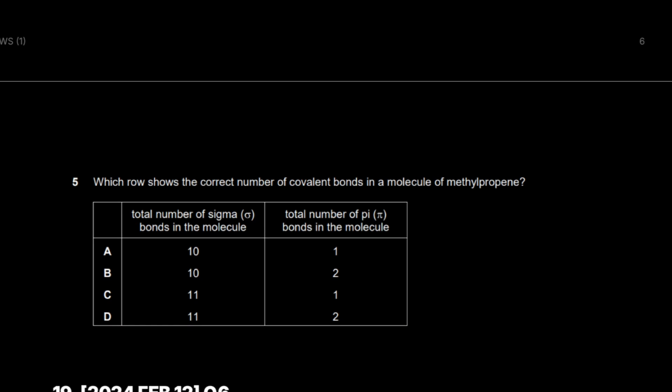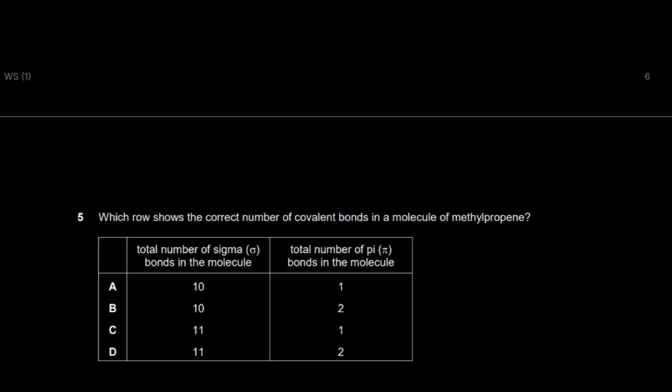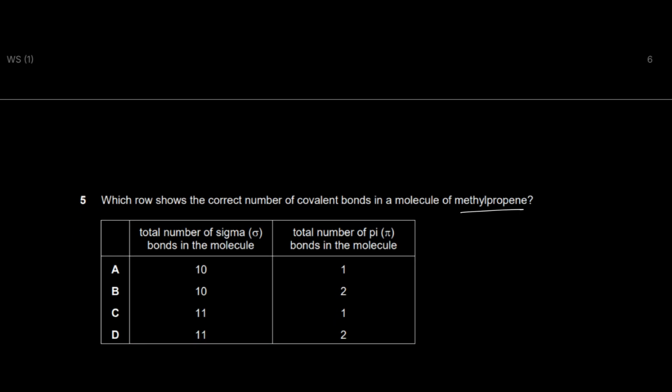Which row shows the correct number of covalent bonds in a molecule of methyl propene? Now, if you don't remember methyl propene from your O levels, I'll draw it for you. My bad for including it here, but I'll draw it for you. This is how it would look. Methyl propene.